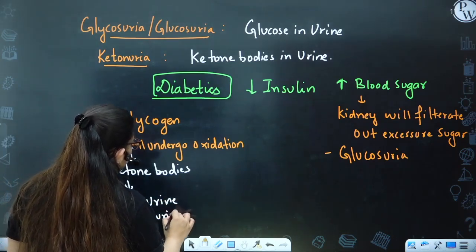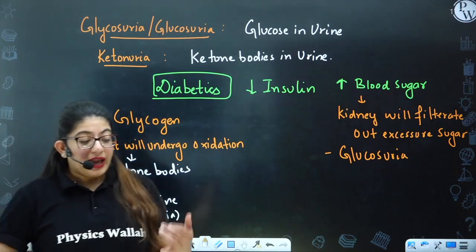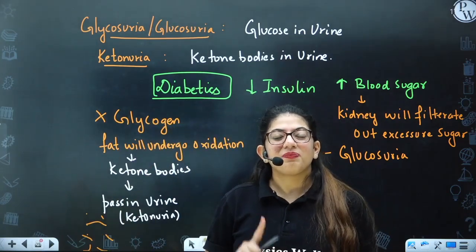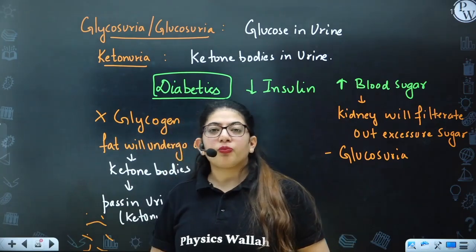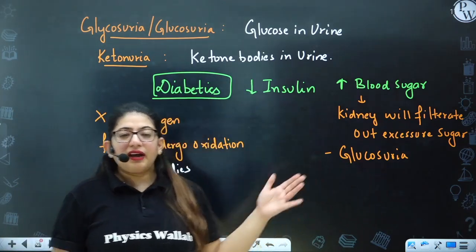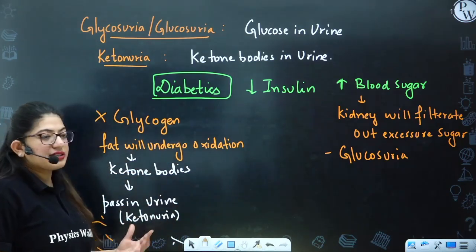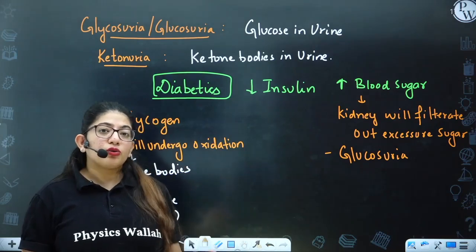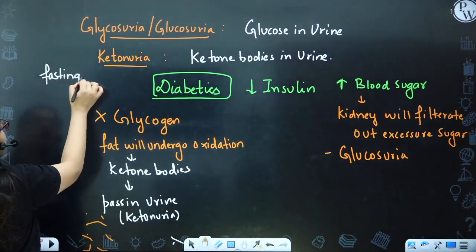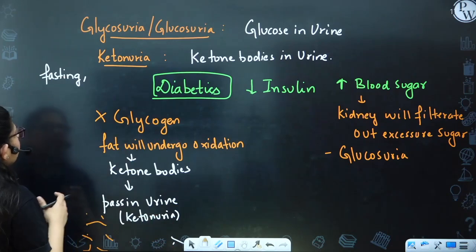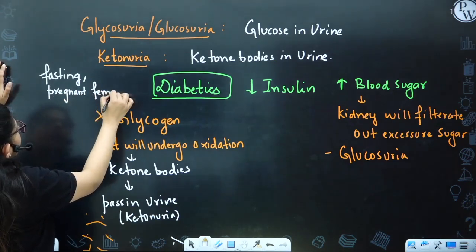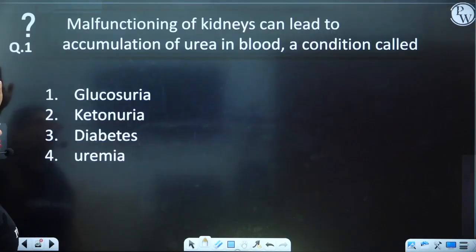So glucosuria and ketonuria are two conditions that are seen in diabetic patients as well as in pregnant females as well as in people who are on prolonged fasting. On prolonged fasting, what happens? Your glycogen will be depleted. Hence, you can see glucose in urine. And when the glycogen is depleted, fat will burn. And hence, the ketone bodies will be formed. So, ketonuria and glucosuria can be seen in fasting. Which fasting? Prolonged fasting. That means the fasting takes place for a longer duration of time. And in a pregnant female. Okay. So this is about glucosuria and ketonuria.